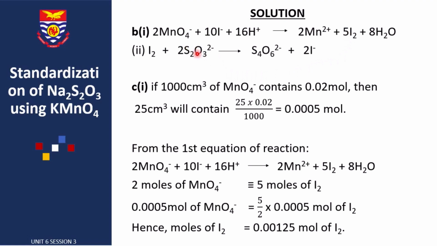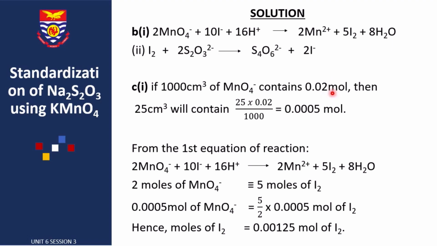Alright, so from the concentration of the permanganate, we are still using the first principle. So we are not quoting from this here. We just need to interpret the concentration and move on. We're given 0.02 moles per cubic decimeter. And what it means is that 1000 cubic centimeters of the permanganate contains 0.02 moles.